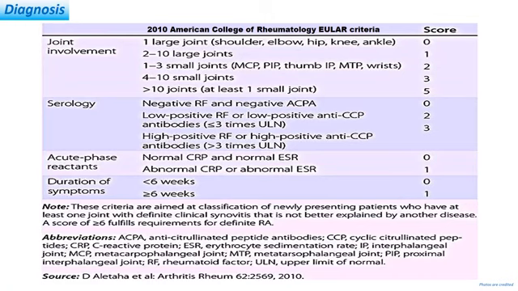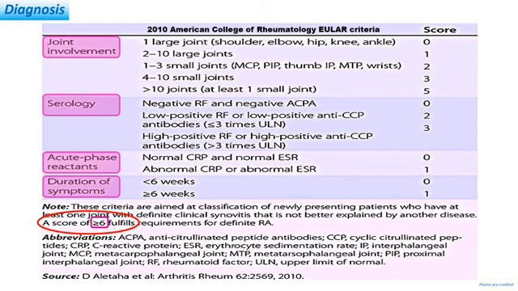Finally, we have to conclude and diagnose a case of rheumatoid arthritis, and depending upon the 2010 American College of Rheumatology EULAR scoring system, we have to depend upon four parameters: joint involvement, serology, acute phase reactant, and duration of symptom. Depending upon the four parameters, we score, and if the score is 6 or more, it is a definite case of rheumatoid arthritis.